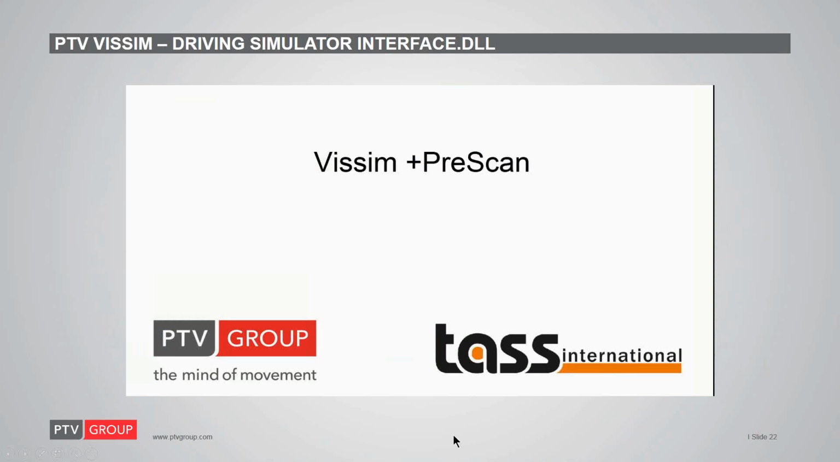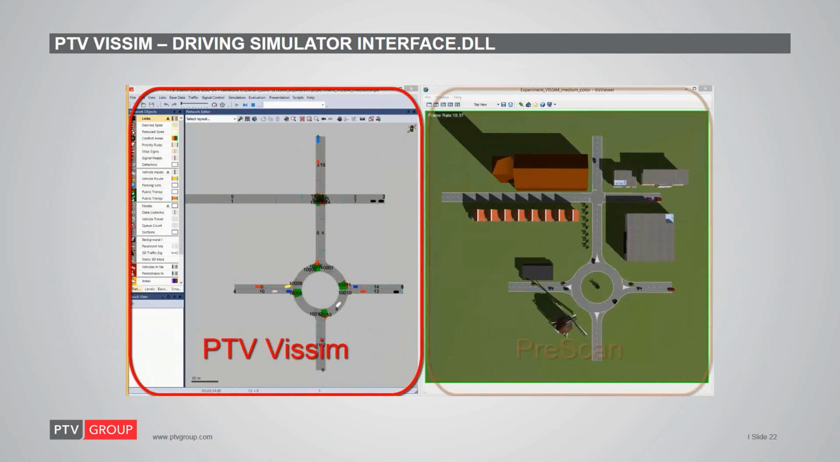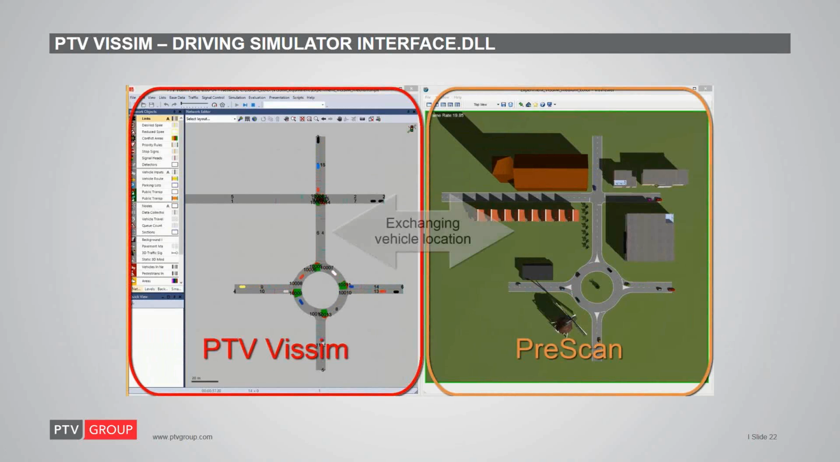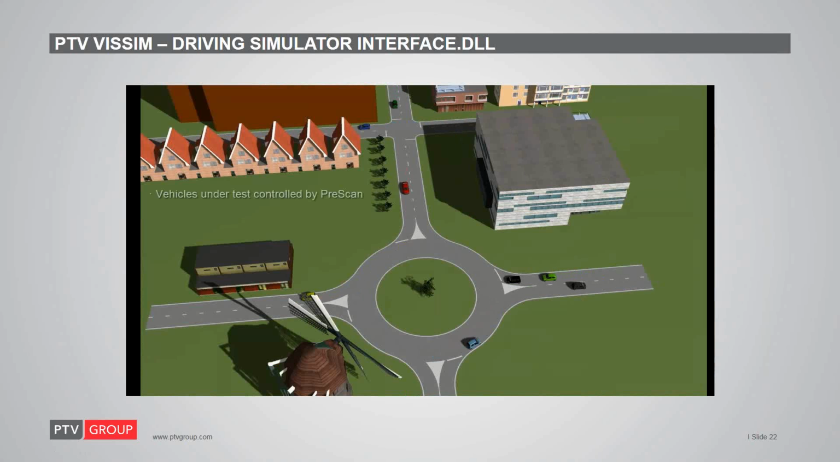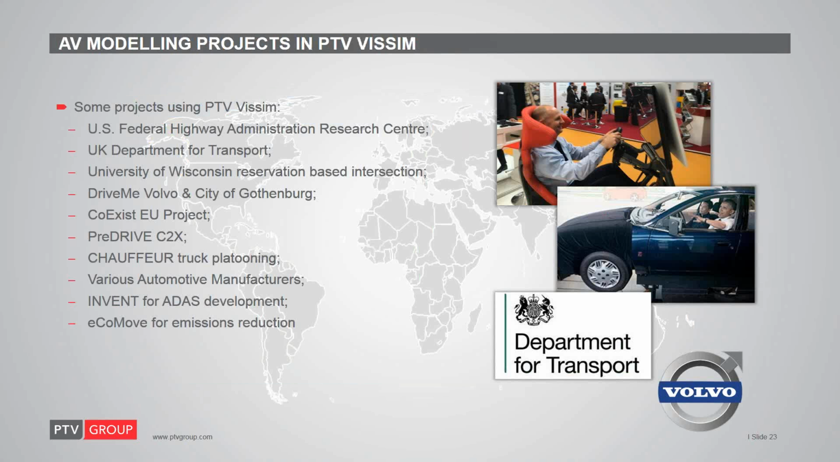Another interface is with Prescan. This is from the company TASS, and it also makes use of the same driving simulator interface. Prescan is more about sensor controlling, and so you run a co-simulation with both. With both Prescan and CarMaker, you can also export the network, as Alistair previously explained, so that you can have the network in both systems.